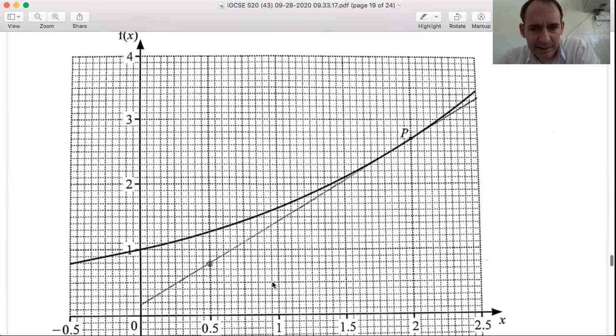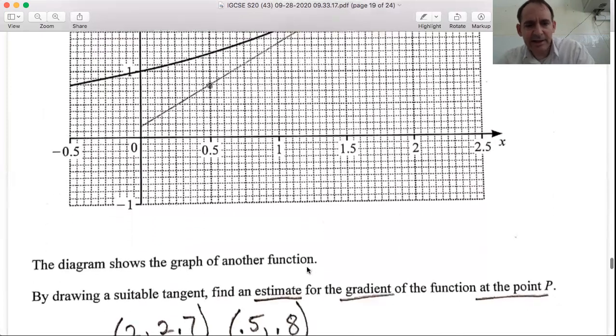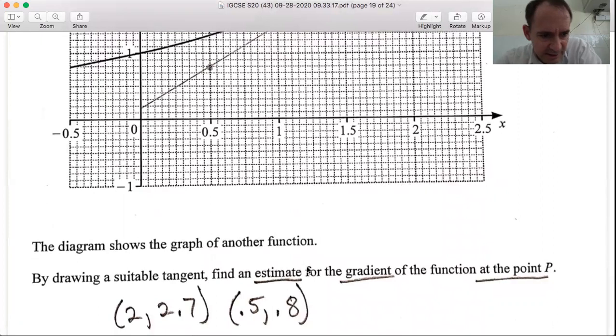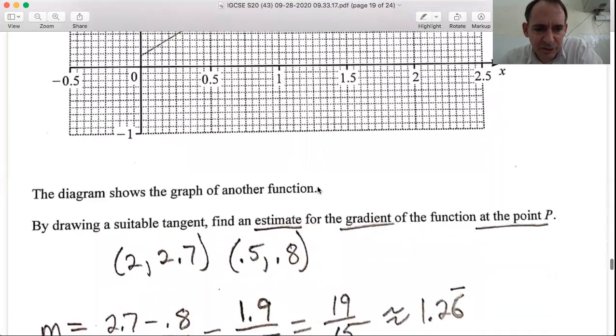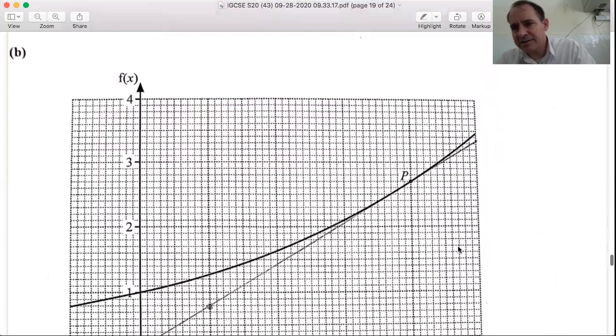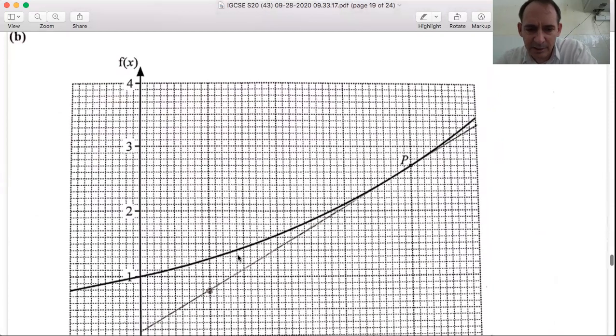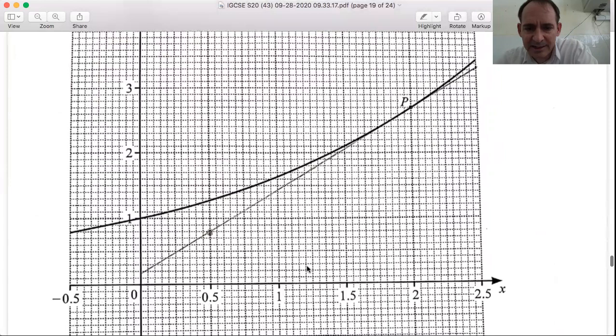Then we go to this diagram here. It says the diagram shows the graph of another function. By drawing a suitable tangent, find an estimate for the gradient or the slope of the function at the point P. So here's the point P. Drawing a suitable tangent line means you're going to take your straight edge and move it right up to the point P so that you basically have the same distance and gap on both sides. Then you pick 2 points on the line, find the coordinates.